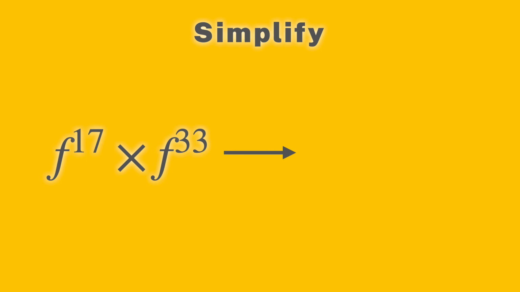Alright, looking at some letters now, we have f to the power of 17 times f to the power of 33. Big numbers, but no challenge for us at this point. We just take 17 plus 33, that's 50, so we'll end up with f to the power of 50.